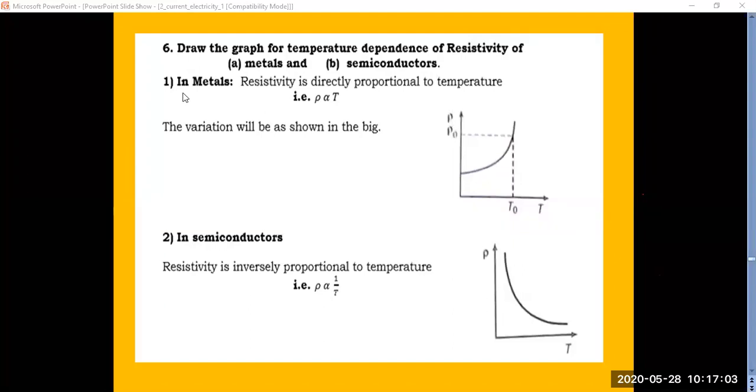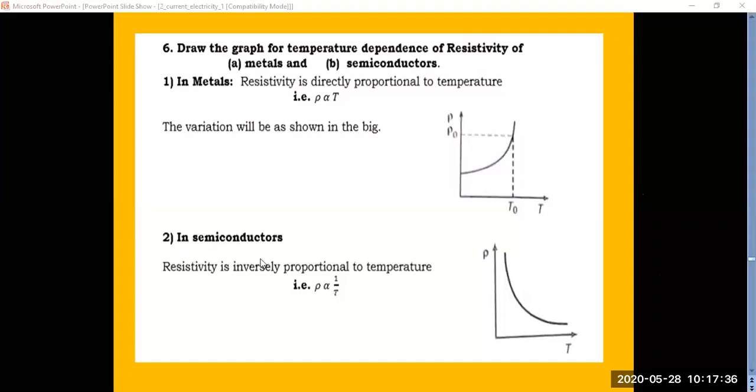Keep in mind, in metals, resistivity is directly proportional to temperature, meaning if resistivity increases, temperature will also increase. Vice versa, if resistivity decreases, temperature will also decrease. So rho is proportional to T in case of metals. Look at your graph, you can see it is linearly increasing. So from a point it is going up. This should be your graph in case of metals.